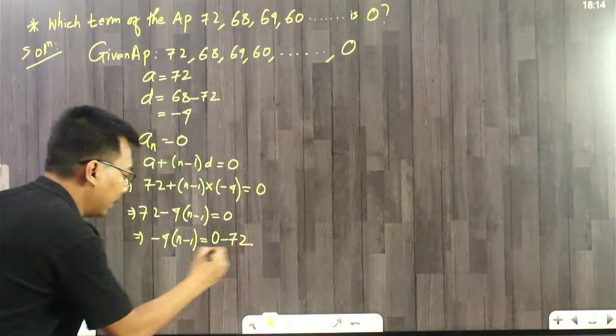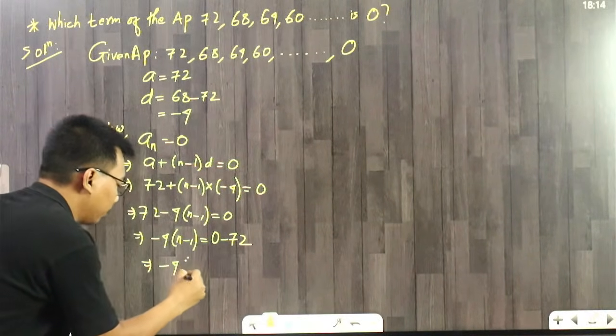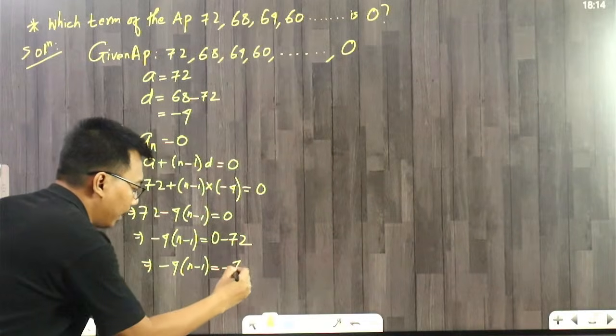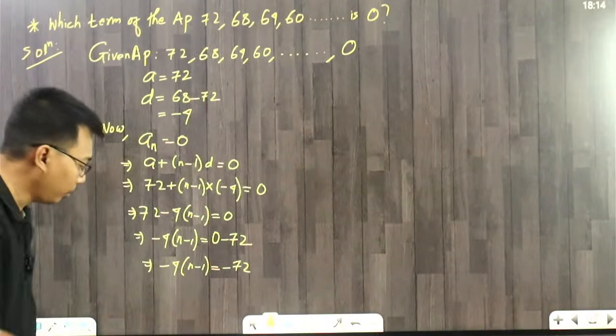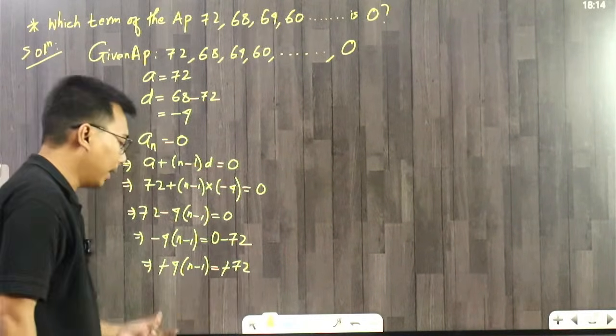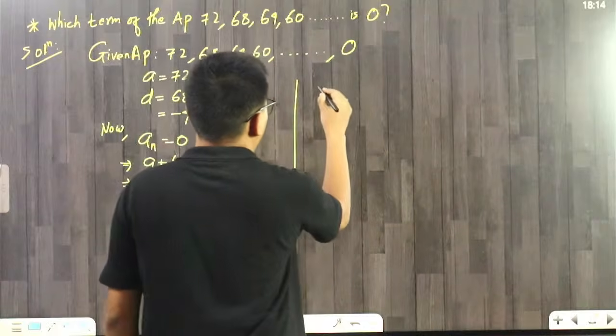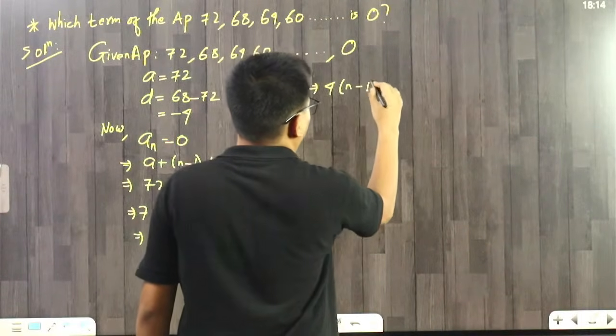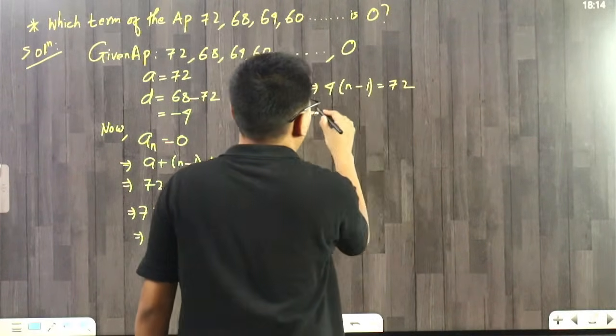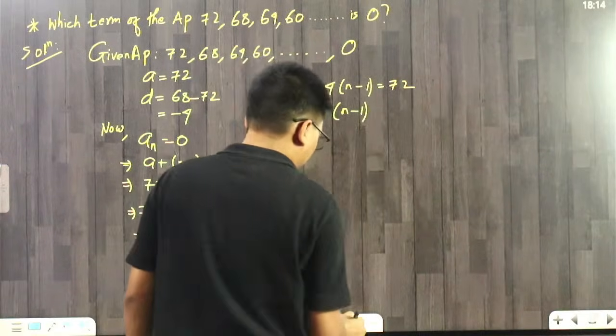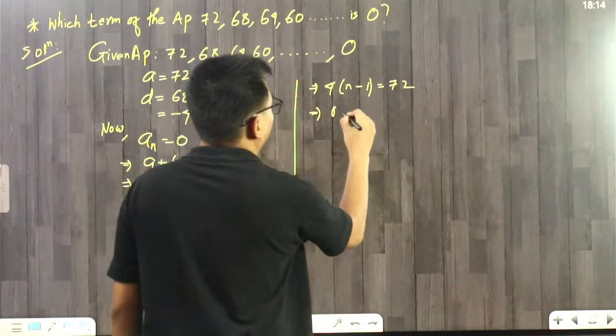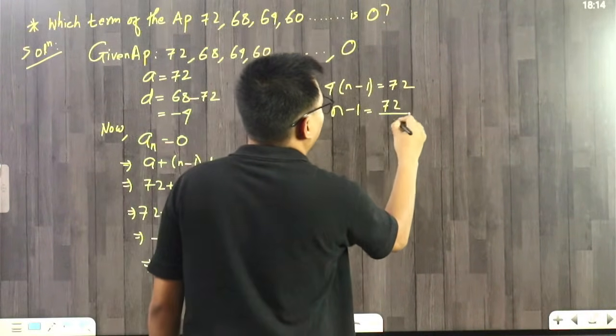0 minus 72. So (n minus 1) times 4 is equal to minus 72. 0 minus 72 is minus 72. Minus and minus will cancel out each other. We'll get 4 times (n minus 1) equal to 72. Let's remove the bracket. n minus 1 equal to 72 divided by 4.